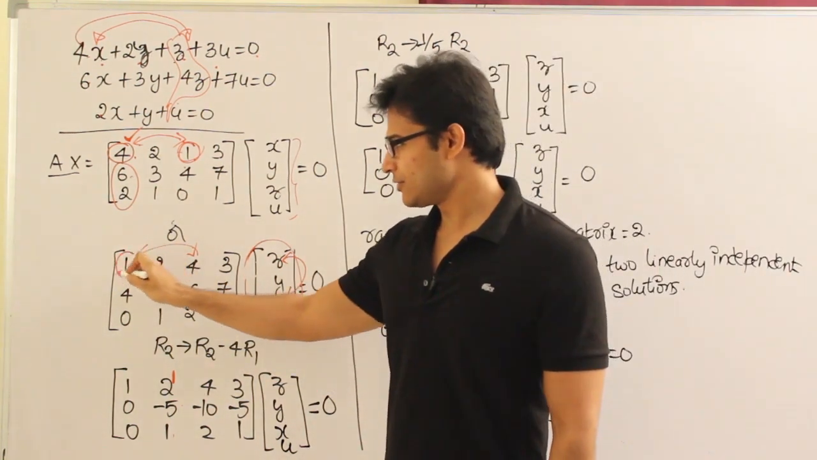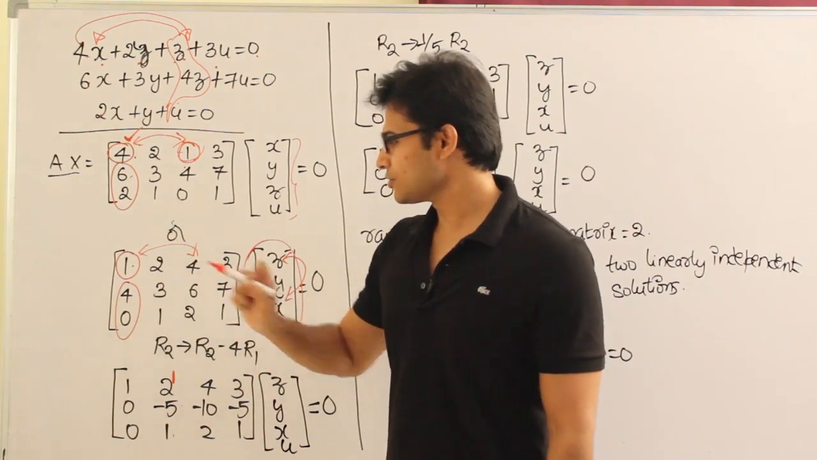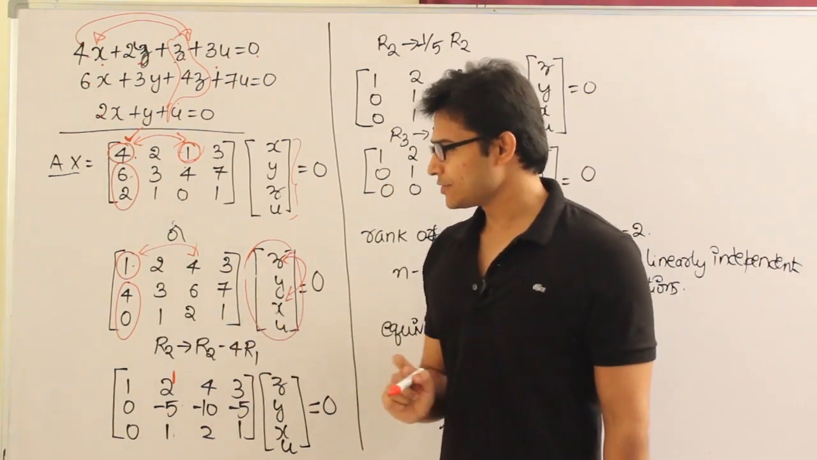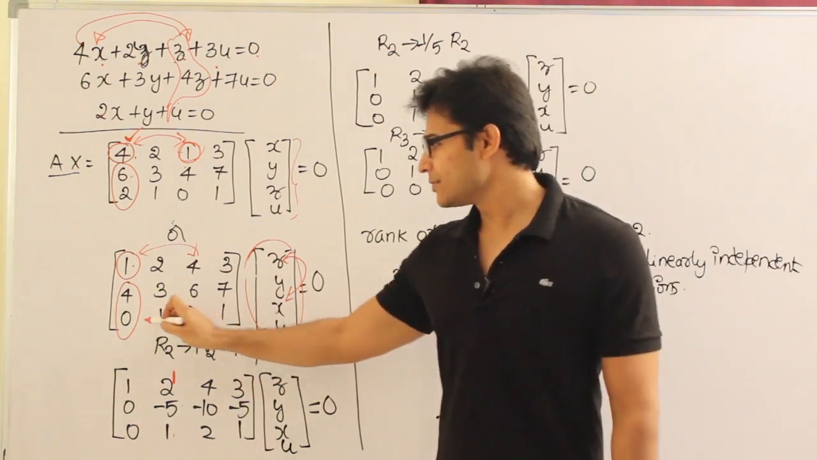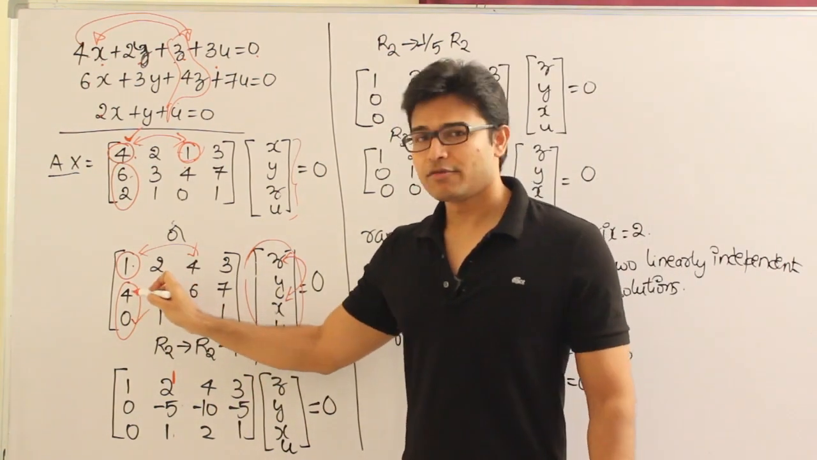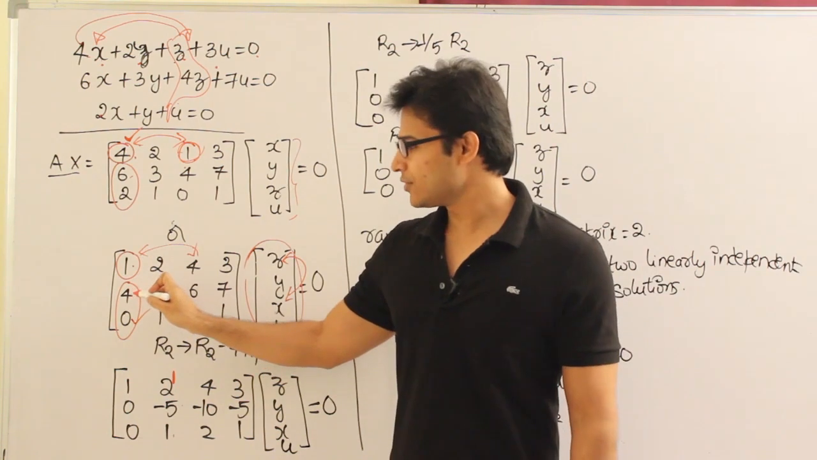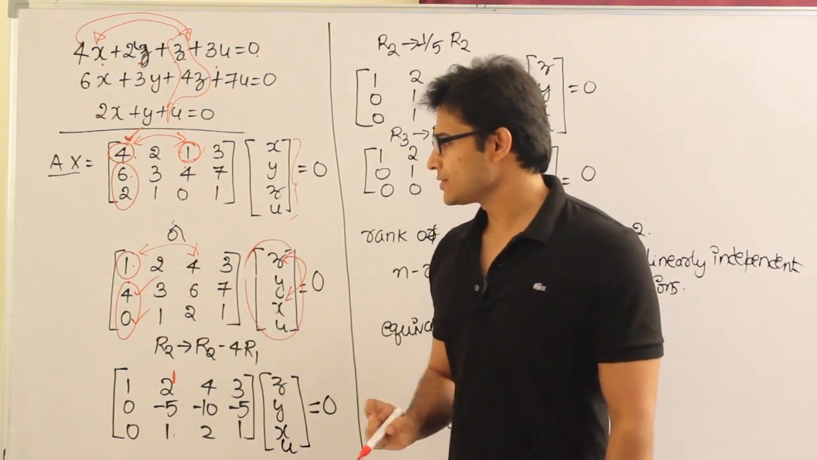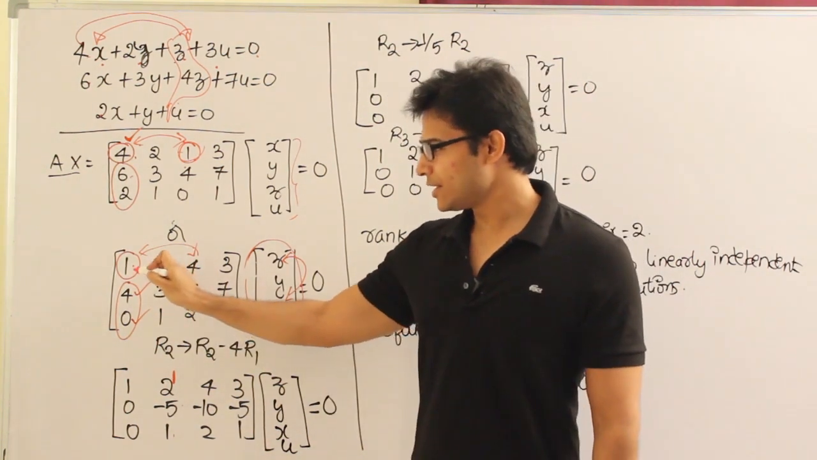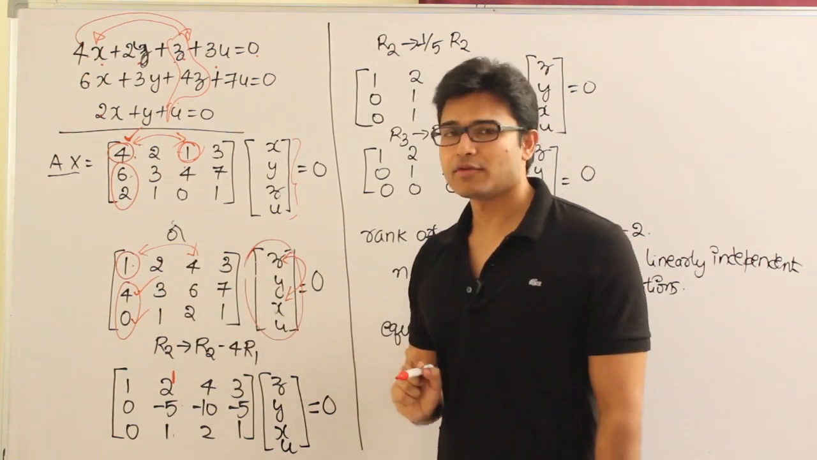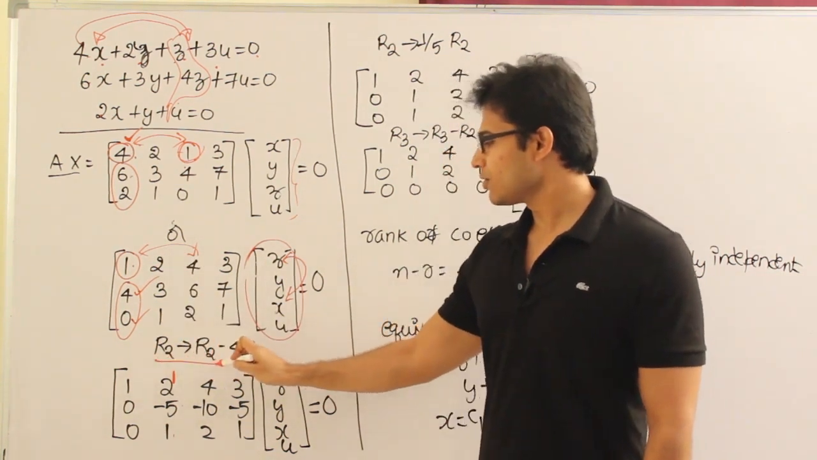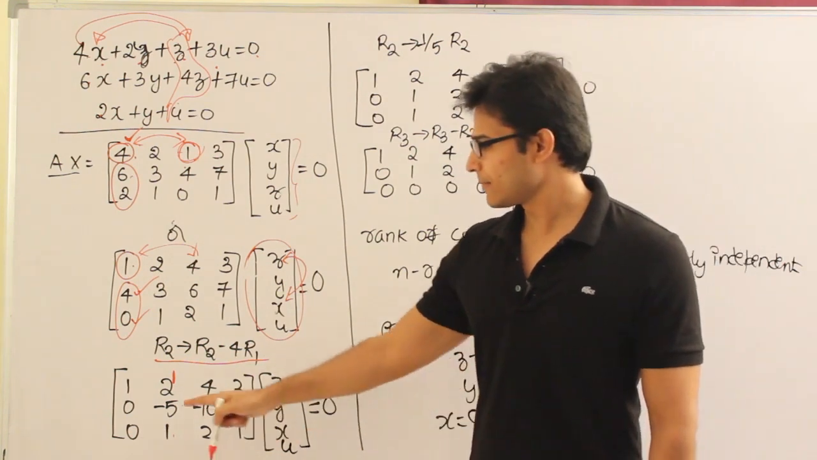Using this element, now I want to make these two elements as zeros. So I'm applying the corresponding transformations. We are lucky that this element is already 0, so we are left with only one element to be made 0 in the first column. So I have to make this one as 0. So what I try to do is multiply the first row with 4 and subtract it from the second row. So R2 equal to R2 minus 4 into R1.